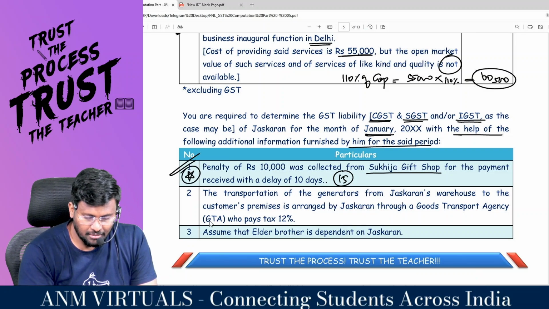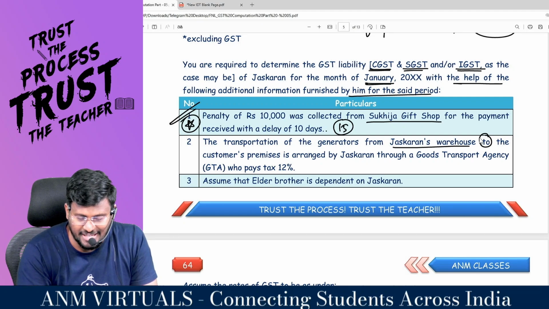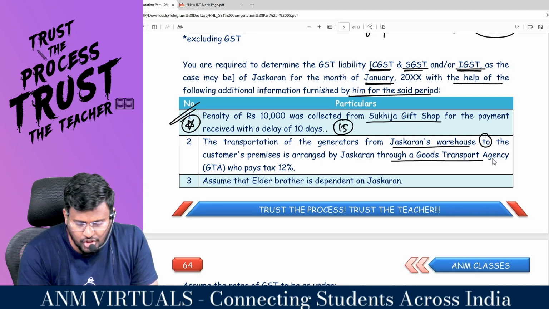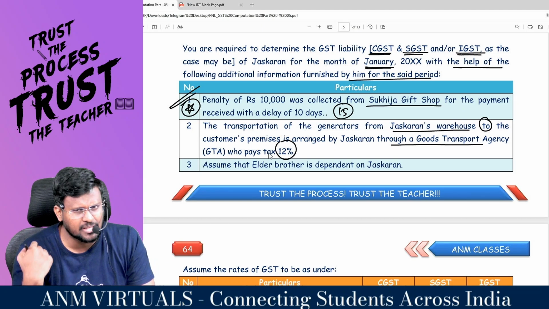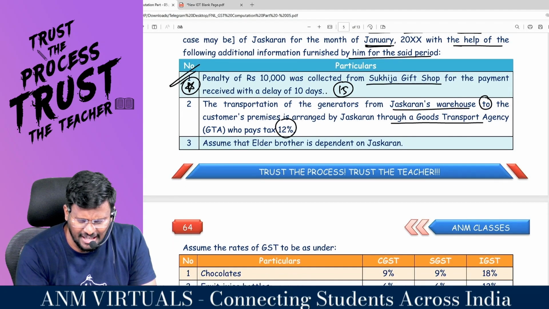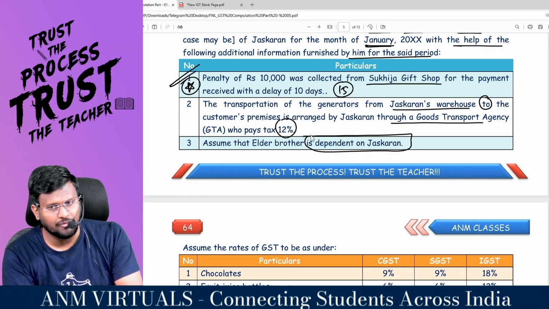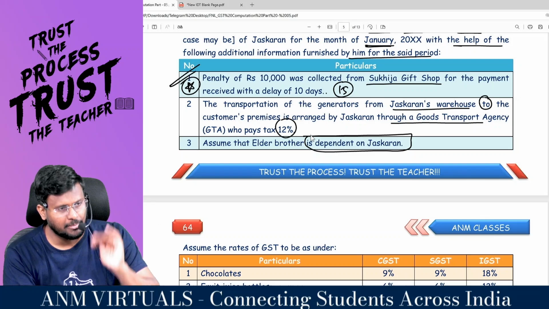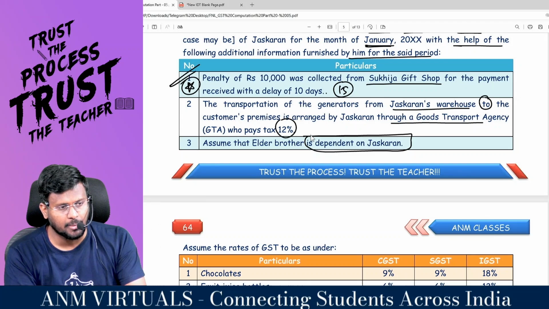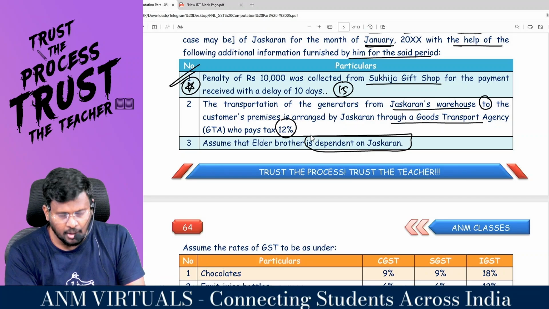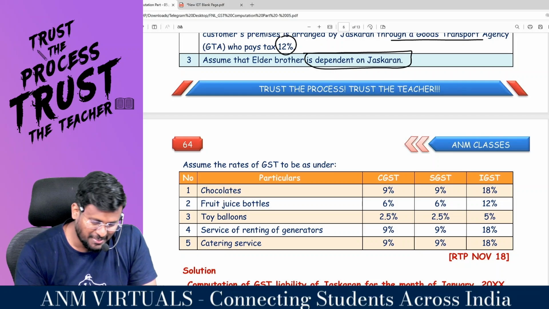Very important point: transportation of the generator from J's warehouse to the customer's premises is arranged by J through a GTA who pays tax at 12%. Assume that the elder brother is dependent on J, then only they will be members of the same family, then only he will be a relative, then only there is no consideration, then only Rule 28 will be applicable, then only open market value not available, then only like kind and quality not available, then only 110% of the cost of production. Are you all really with me?